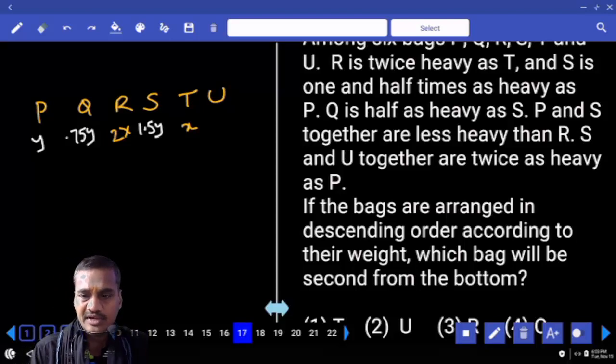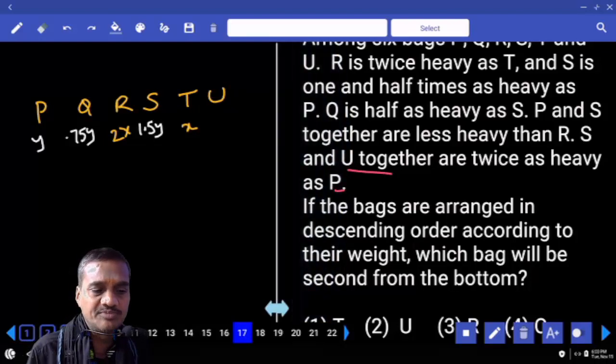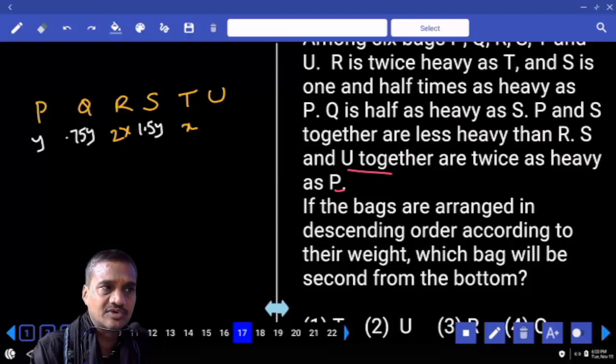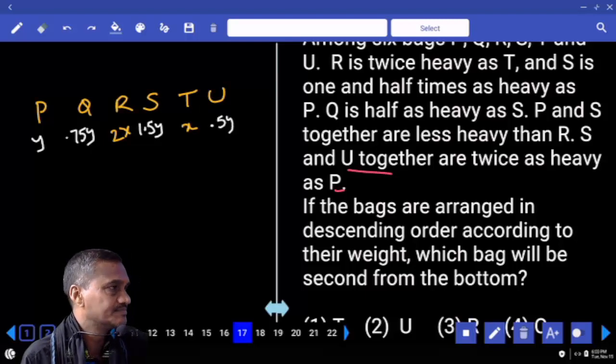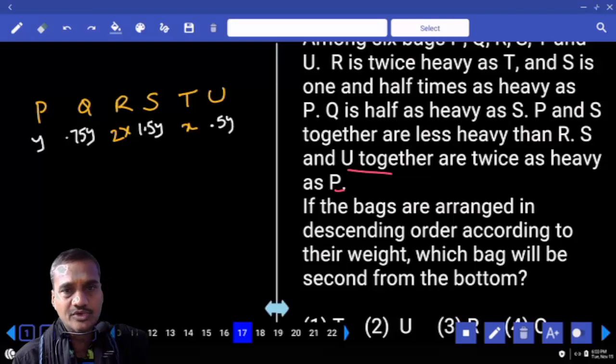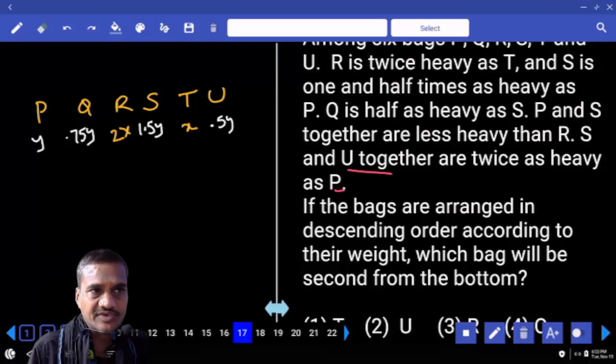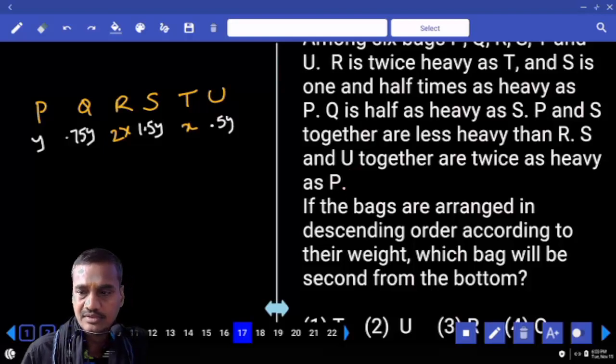Next, P and S together are lesser than R. S and U together are twice as heavy as P. The sum of these two is twice as heavy as P. Now P is Y. S and U must be equal to 2Y. S is 1.5, so this must be 0.5. That is the information we have. Now we need to find the relation between X and Y.